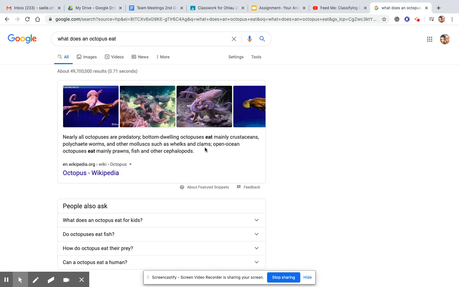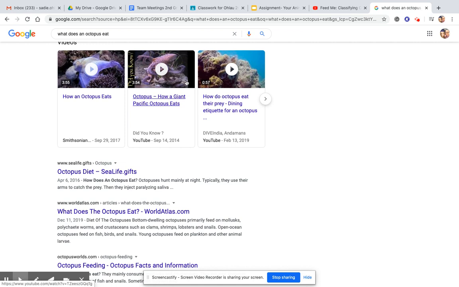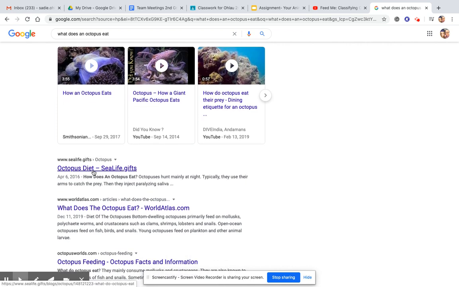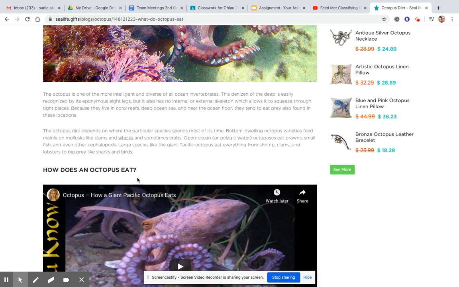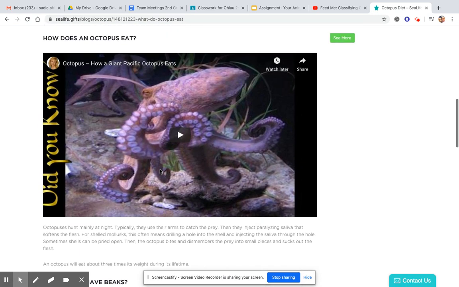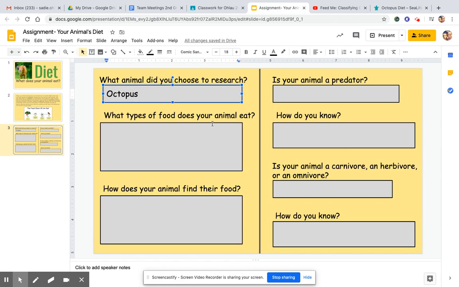And it gave me a bunch of answers here of what it eats. I can also scroll down and watch some videos of what an octopus eats. Just make sure that your parent is there to make sure that you click on good videos that you can watch. Also, octopus diet, I could maybe click on a website and read a little bit more in detail about how an octopus eats and what they eat, right? It would be interesting to know how an octopus eats because I can't really see its mouth on it. I wonder where it puts its food, right? So I would go ahead and do my research.